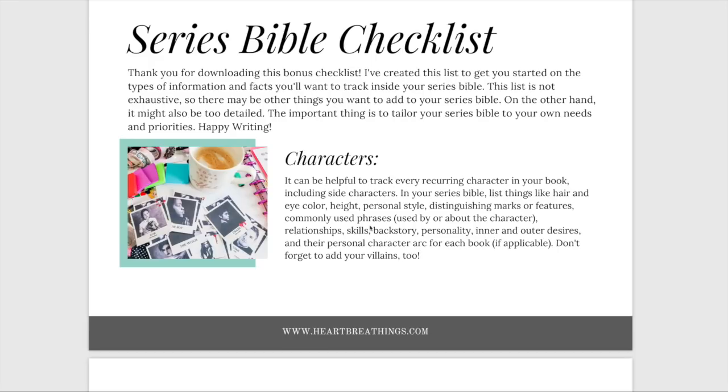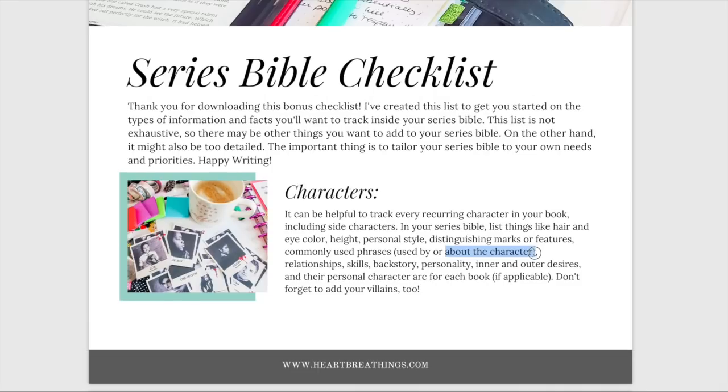So one of the first and most important things to track is characters, and this can be every single recurring character in your book, including the side characters. So in your series Bible, list things like hair and eye color, their height, so anything they wear typically or how they look, any distinguishing marks, tattoos, features, commonly used phrases. And when we're talking about commonly used phrases, this could be things that your character uses themselves, like they're always saying gotcha or whatever, or it could be something that is commonly said about your character.